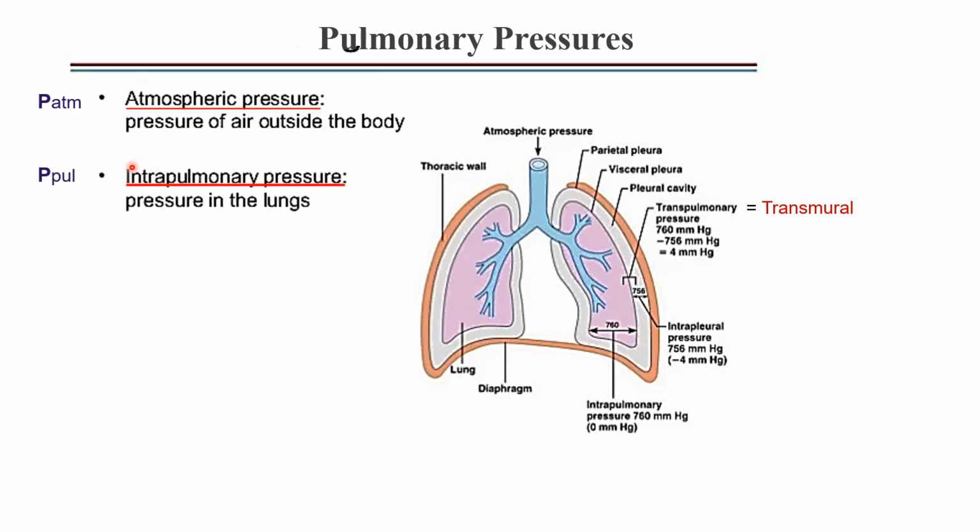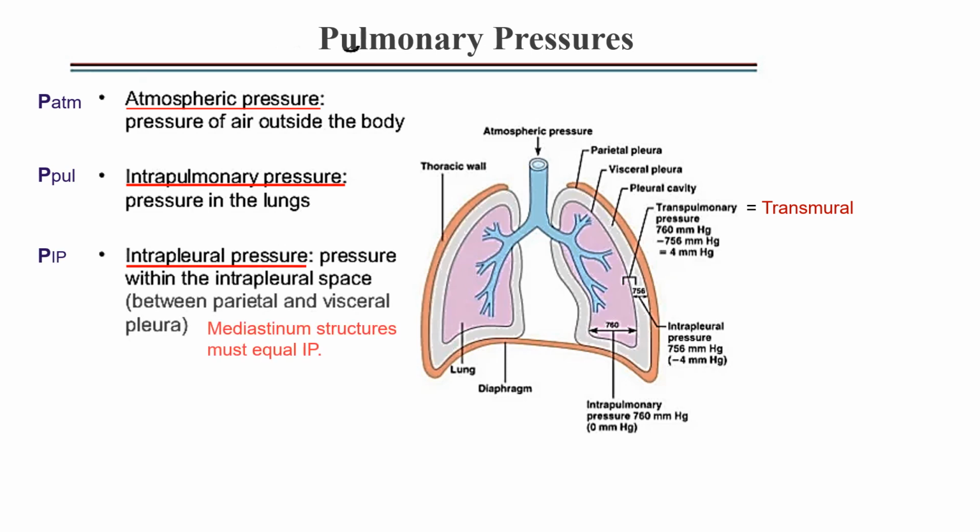Then we have the intrapulmonary pressure, or sometimes they refer to it as alveolar pressure, PPUL, all right? That should be very similar to the P atmosphere. If these are dissimilar, that implies that there's some problem with conductivity between the lungs and the atmosphere. So for instance, if we have COPD, we might have a difference in PPUL versus P atmosphere.